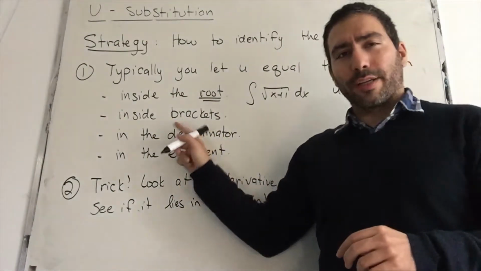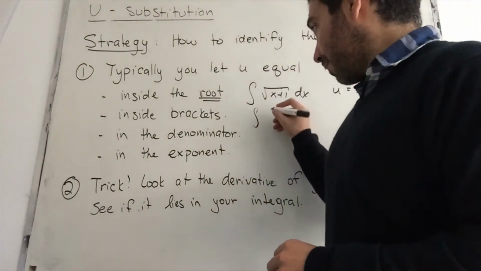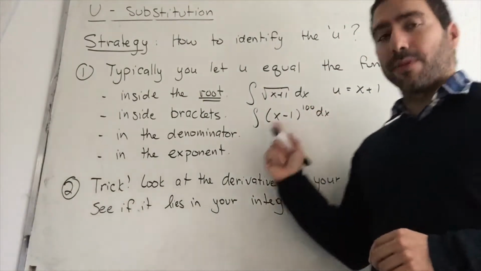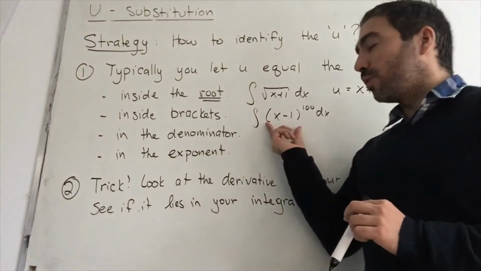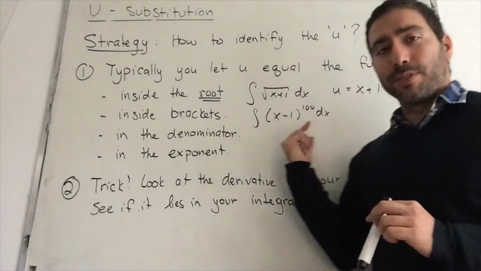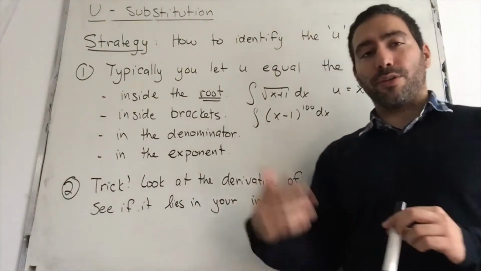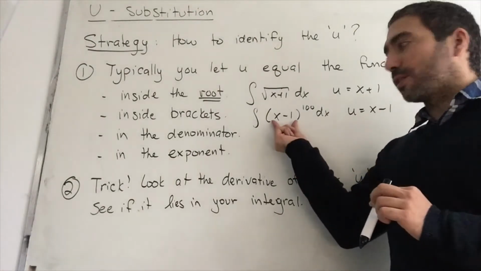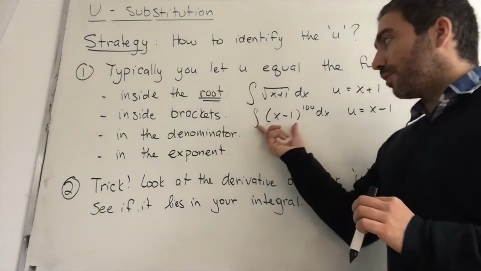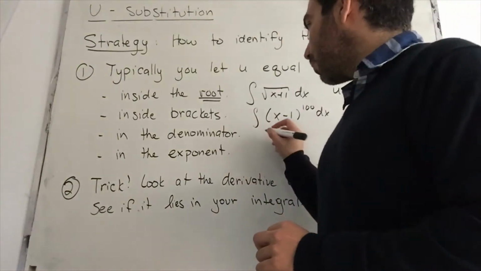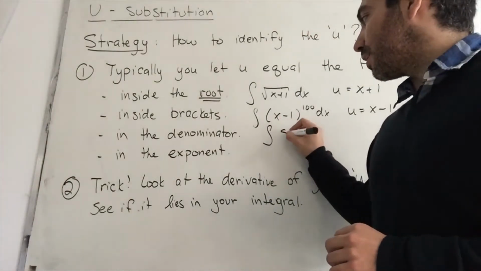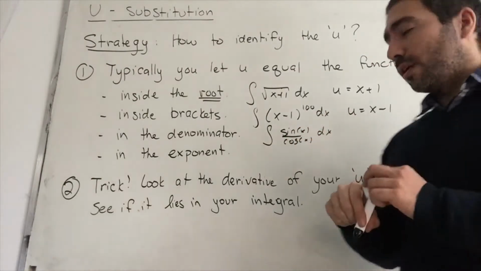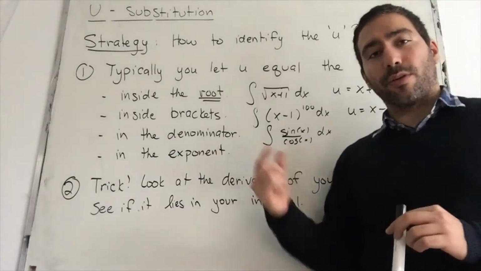Second one, I wrote inside brackets. Well, if you have the integral of x minus 1 to the 100th, and you have to integrate this function, one way of doing it is expanding, but you don't want to expand 100 times. So you could solve this problem with a u substitution. Letting u equal what's in the bracket would work. In this case, letting u equal x minus 1 would allow us to integrate this. Next one I wrote in the denominator. If you have the integral of, let's say, sine x divided by cos x, letting u equal cos x allows us to solve this problem.